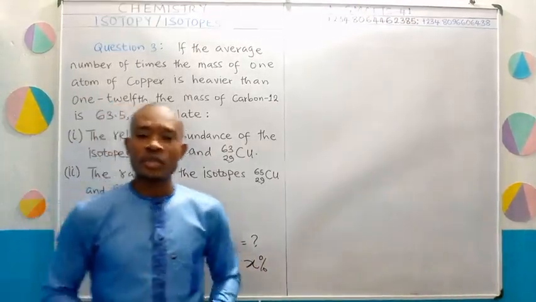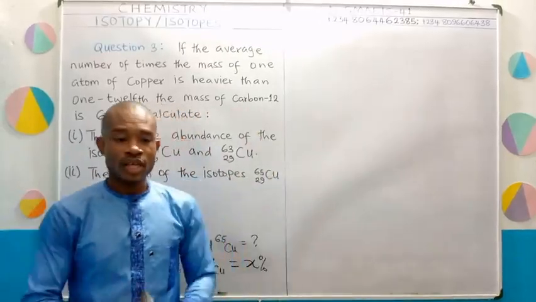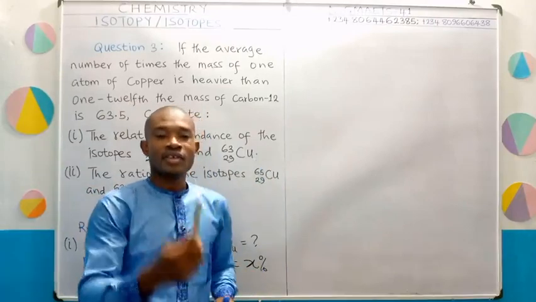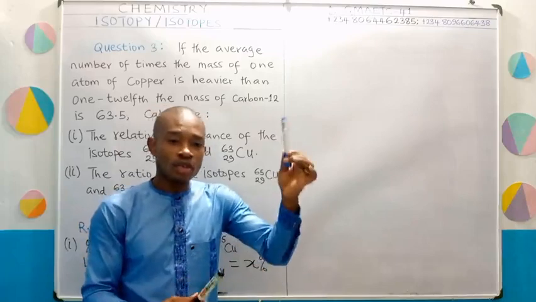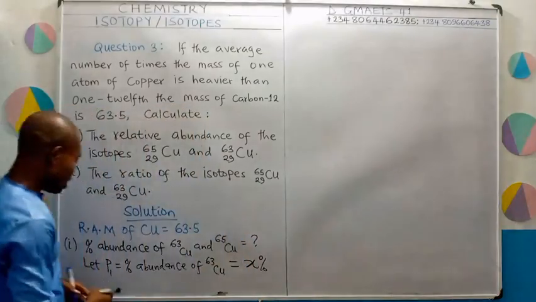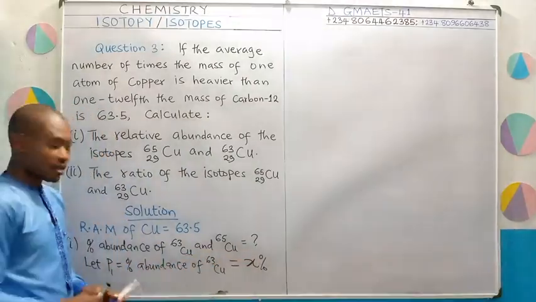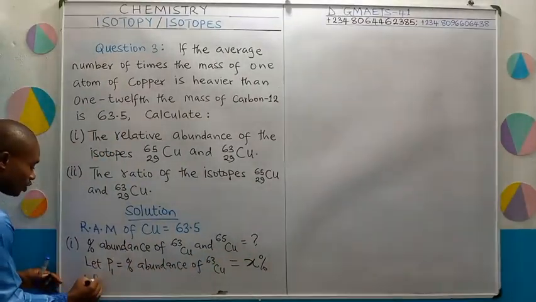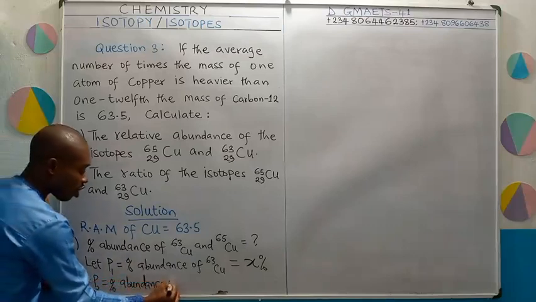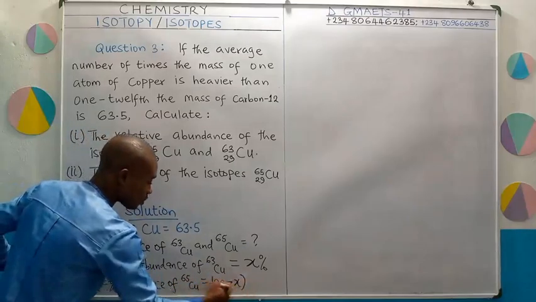Now there is something I told you earlier that if you add all percentages, you will get 100. Now look at these two markers. If the percentage of this marker is 30, then to get the percentage of this marker, it will be 100 minus this 30. You get 70. Does that make sense? So if I say, let P1 be equal to percentage abundance of copper 63, and I call it X, it implies that P2 will be equal to percentage abundance of copper 65, and that will be equal to 100 minus X%.